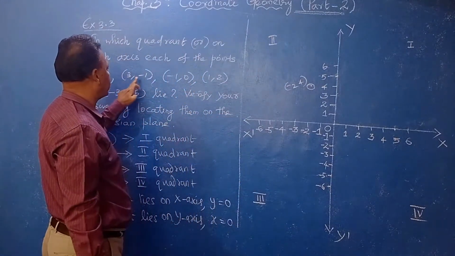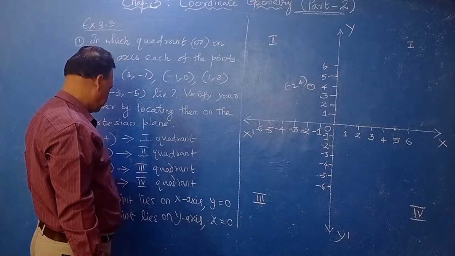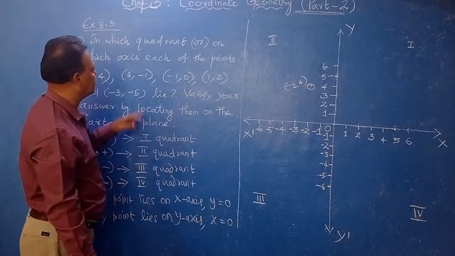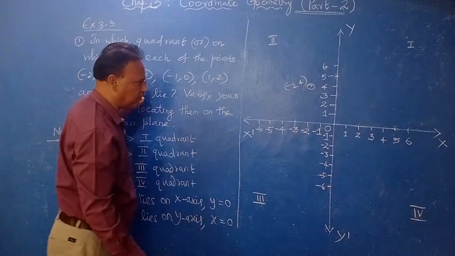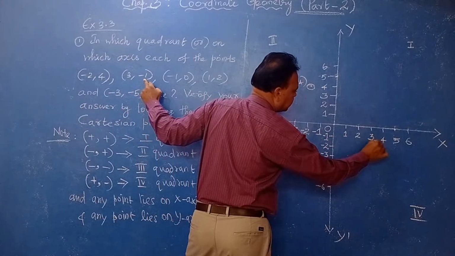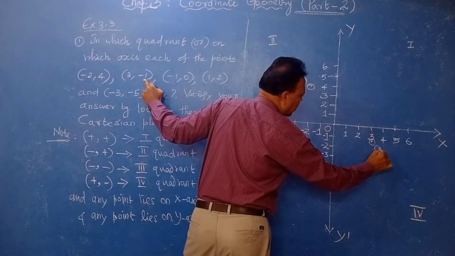Then (3, -1). Positive, negative: fourth quadrant. You see x is 3, y is -1 here. X is 3, y is -1. This point. Okay, (3, -1).